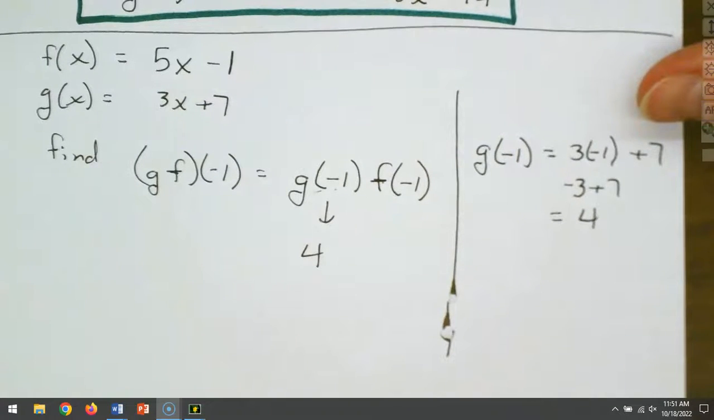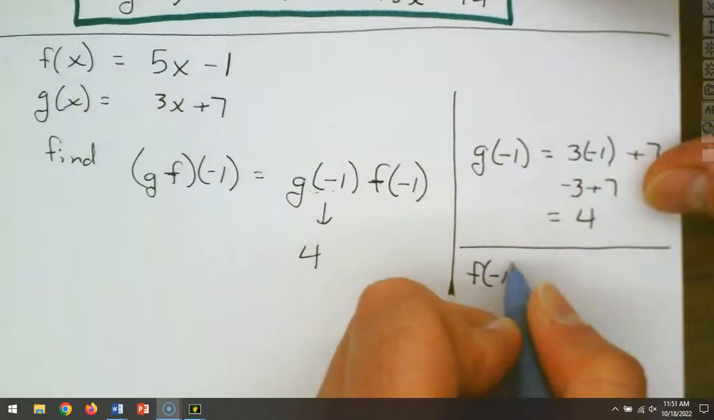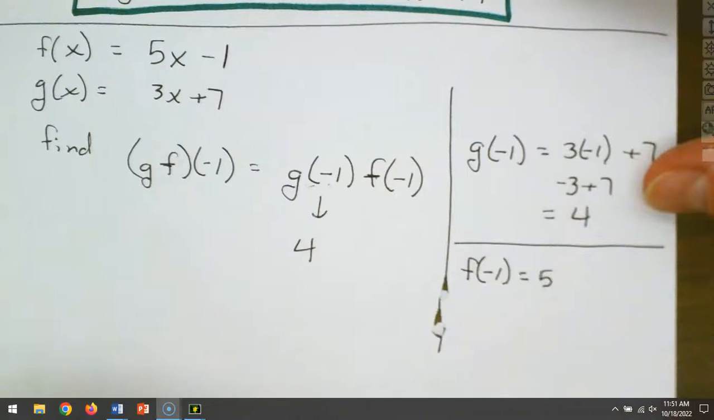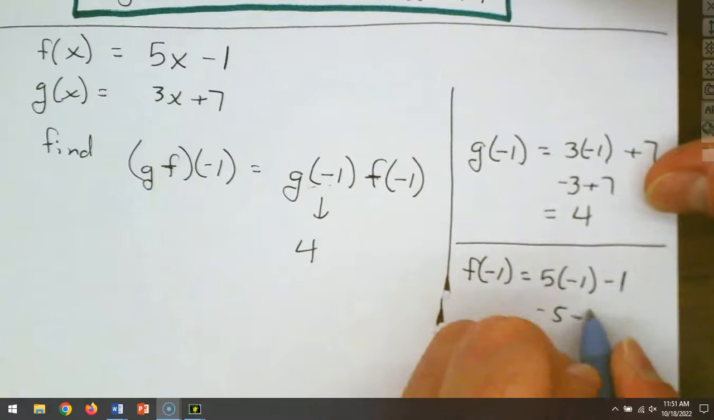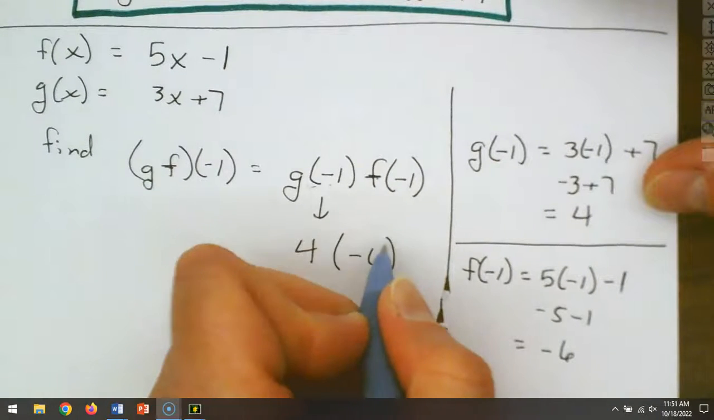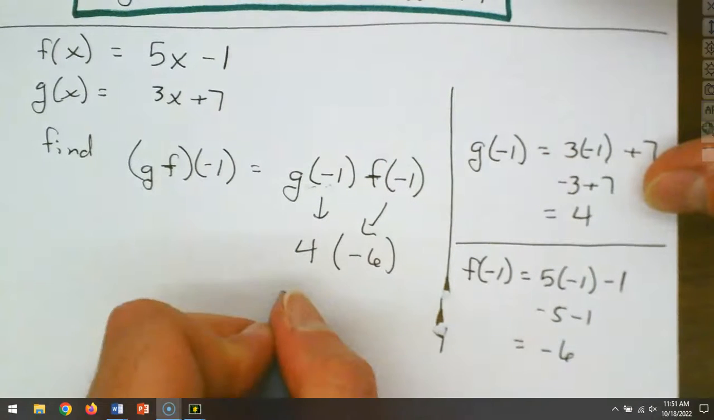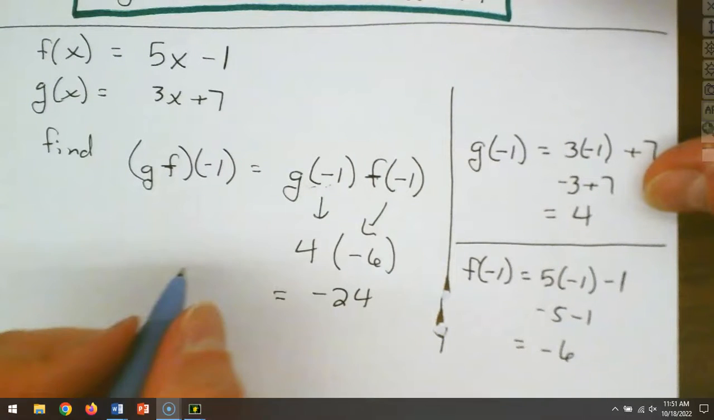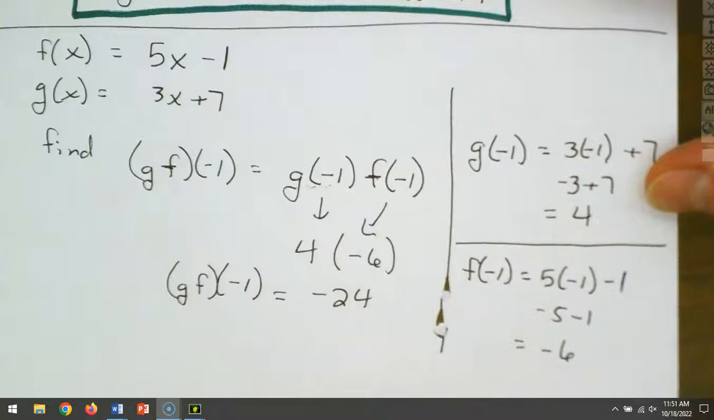Are you okay with that so far? Same thing with the other one. What about f of negative 1? Well, f of negative 1 would be 5 times minus 1, minus 1. So that's minus 5 minus 1, which makes it then a minus 6. So I replace it. And what are we doing with this? Multiplying them. So 4 times a negative 6, that makes it a minus 24. And that is g times f, in this case, of minus 1.